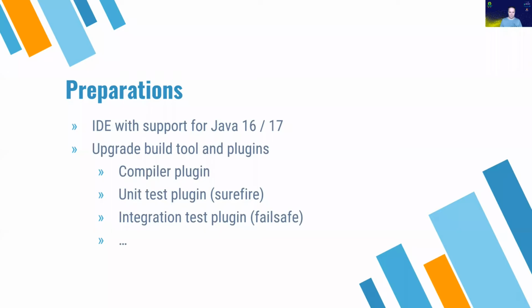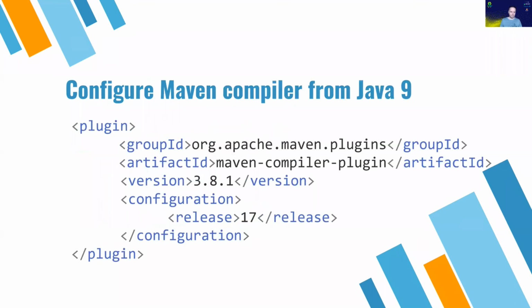So let's have a look at the ingredients. First, of course, it's really helpful if you have an IDE with proper support for the Java version you're upgrading to, because then you already get all the feedback inside your IDE and you can fix issues there and have a really short feedback loop. But don't forget to also upgrade all your build tools and the plugins they're using, because else some parts might still be running on an older version of Java. For Maven, it's relatively easy. We specify the release to 17, and we can run everything with Java 17.